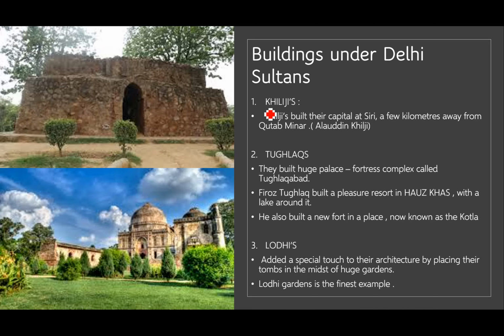Now, the Khiljis. Specifically, I'm talking about Alauddin Khilji. He built his capital at Siri, which was a few kilometers away from the Qutb Minar. So Khilji is very, very important.